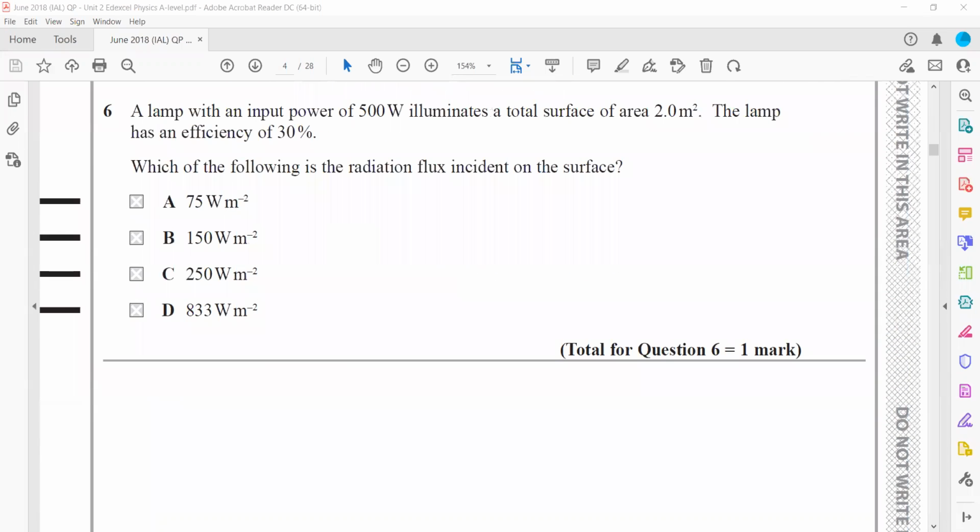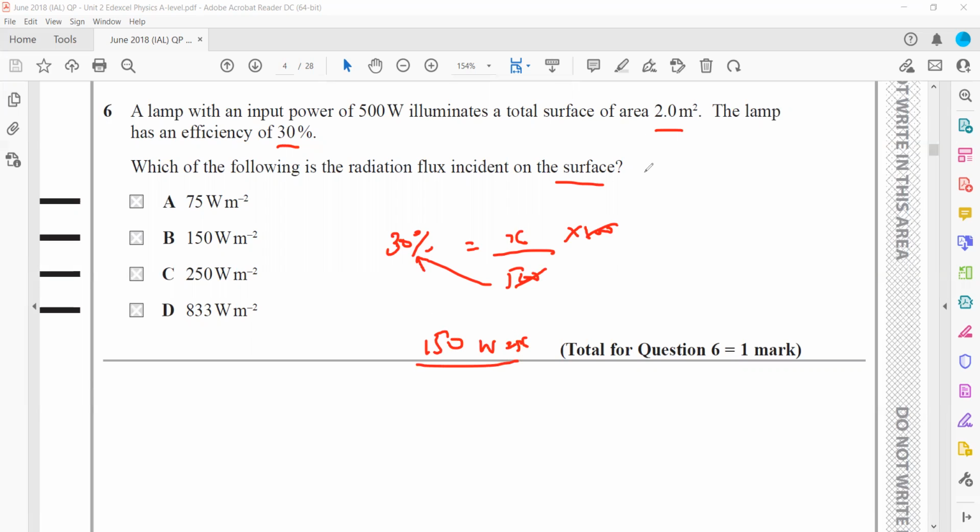In question 6, a lamp with input power of 500 watt and total surface area 2 meters squared has an efficiency of 30%. Which of the following is the radiation flux on the surface? If it is 30% efficient, we'll find how much power output is there. Efficiency equals useful power output, which we don't know, over total power input, multiplied by 100. So 150 watt will be the useful power.